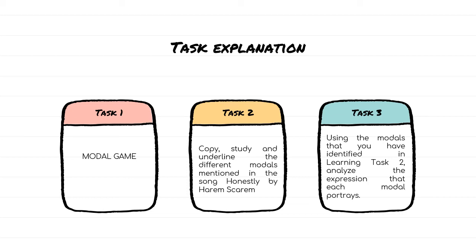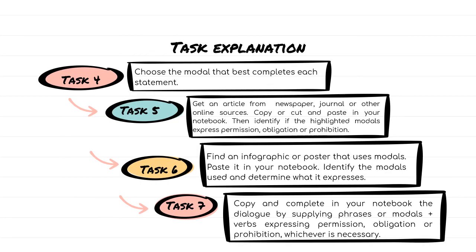So what could be the possible answers? Possible answers are expressing permission, obligation, prohibition, ability, and so on. For learning task 4, choose the modal that best completes each statement. For learning task 5, get an article from newspaper, journal, or other online sources.